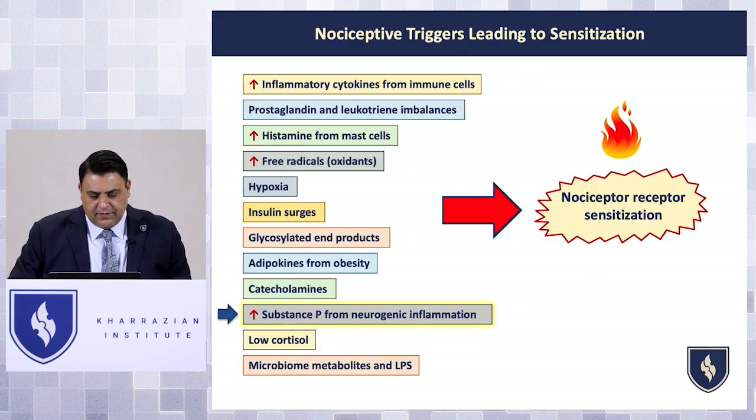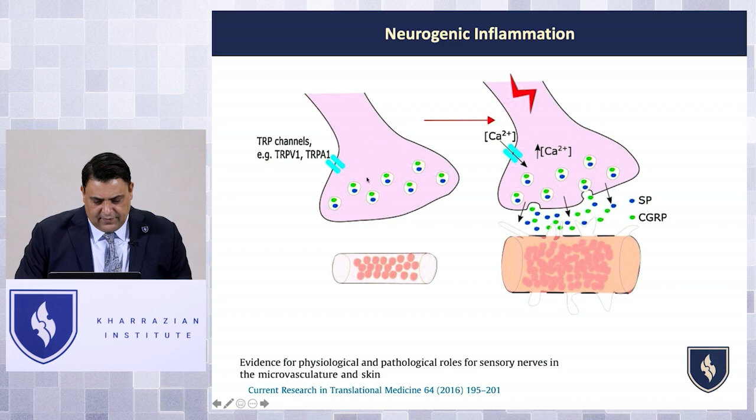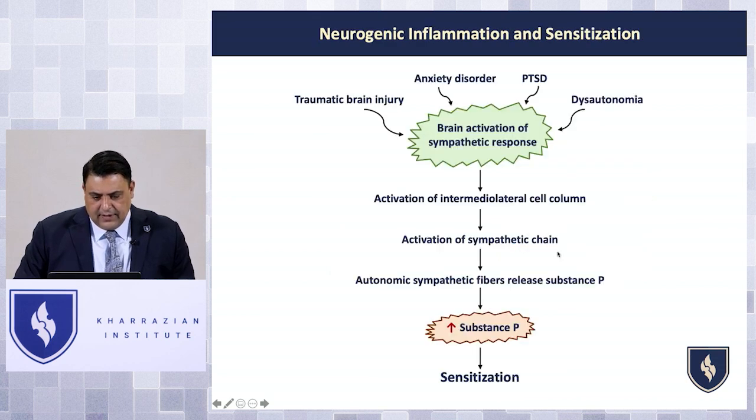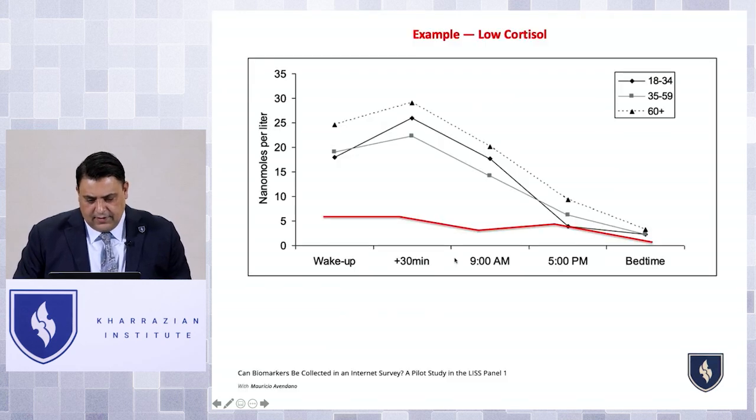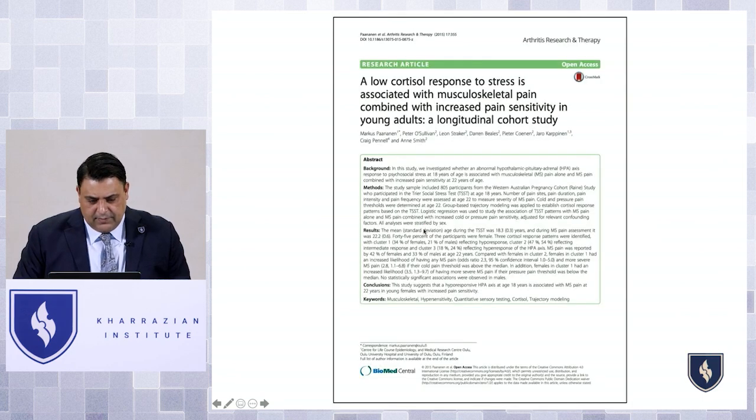And then the substance P neuroinflammatory response, again, is just that whole stress pathway where these substance P compounds get released that we just went over. And then low cortisol patterns. So when people have these low cortisol patterns throughout the day, that's been associated with fatigue and pain syndrome.